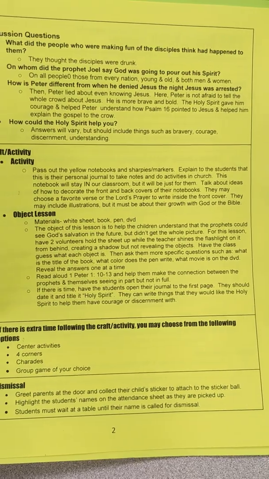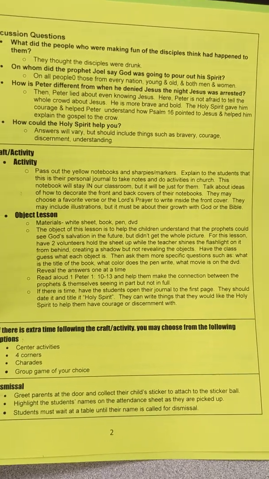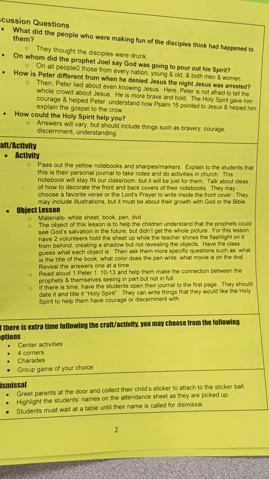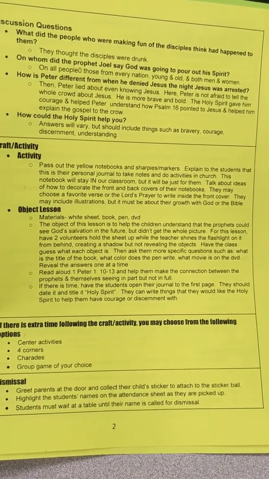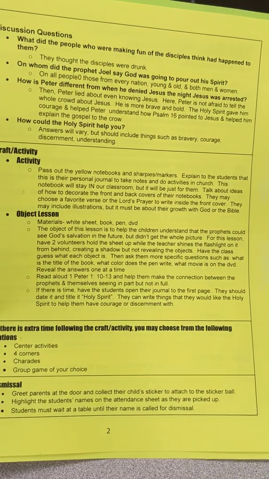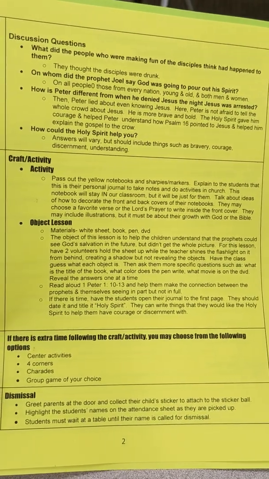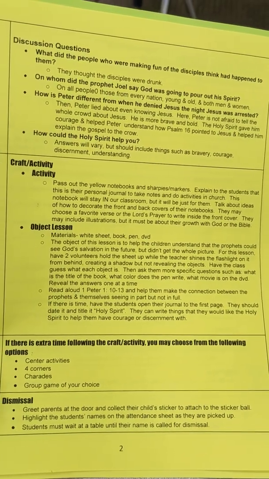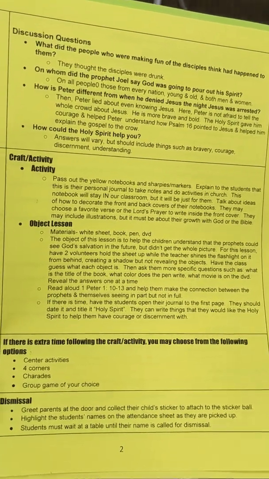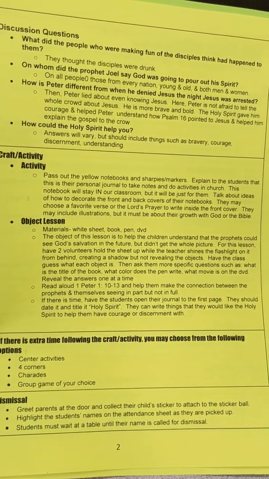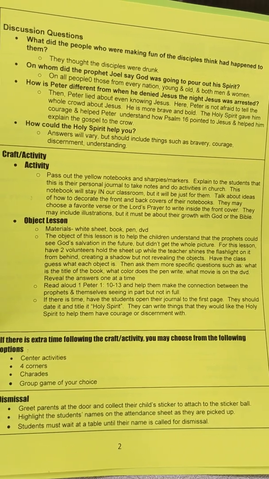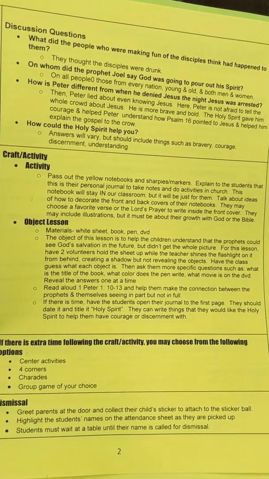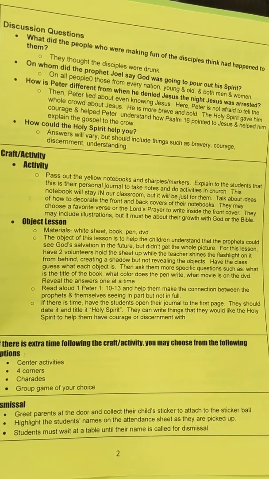After creating the shadow, have the class guess what each object is. Then ask them more specific questions, such as, what is the title of the book? What color does the pen write? And instead of a DVD, I brought a CD. What songs are on the CD? Reveal the answers one at a time. Then have them look up this verse in the Bibles that are in your classroom, 1 Peter 1, 10 through 13, and help them to make the connection between the prophets and themselves, seeing in part but not in full.